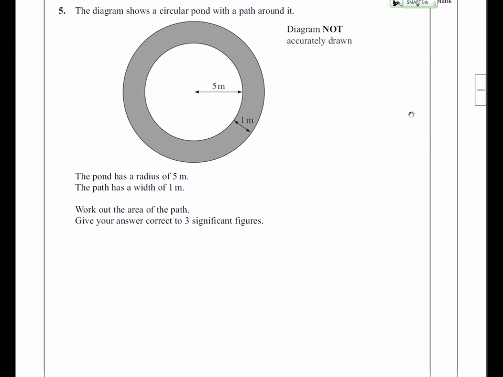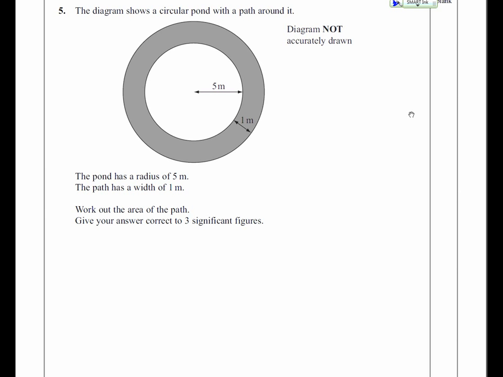Question 5. We've got a donut shape. The diagram shows a circular pond with a path around it. The pond has a radius of 5 meters. The path has a width of 1 meter. Work out the area of the path.